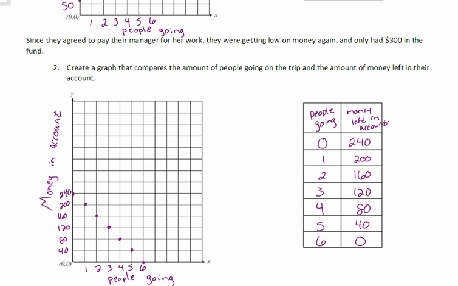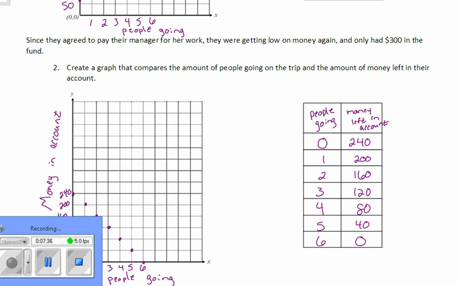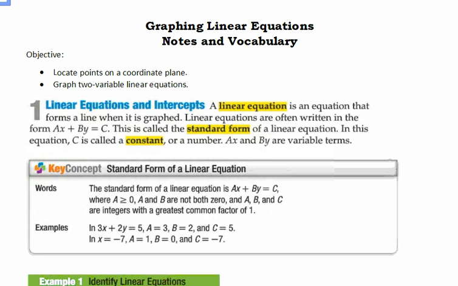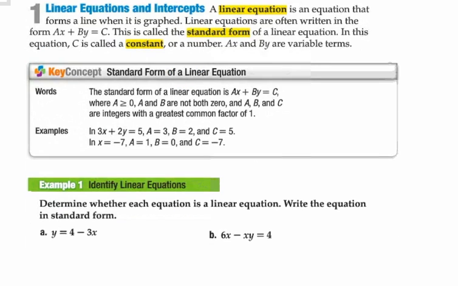Okay, so dealing with graphing equations by tables, another tip and trick that's going to show up in the notes, as well as identifying intercepts. Go ahead and get out your notes for this section. Okay, objectives of this section are to locate points on a coordinate plane, which we already know how to do, and graph 2 variable linear equations, which we have practiced on, but again, this will give you some nice quick tips to work with.